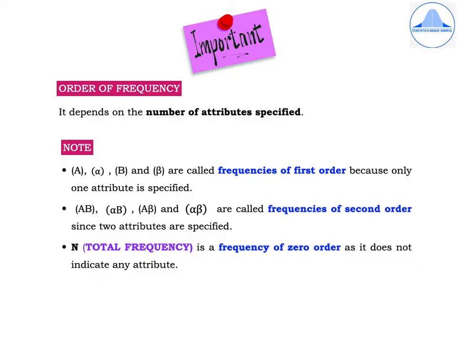And capital N, which is the total frequency, is a frequency of zero order as it does not have any attribute specified.